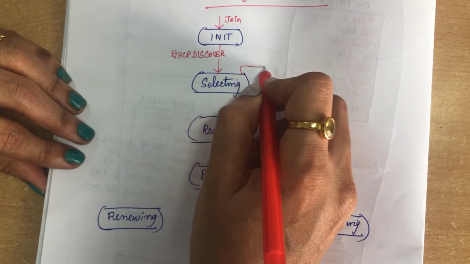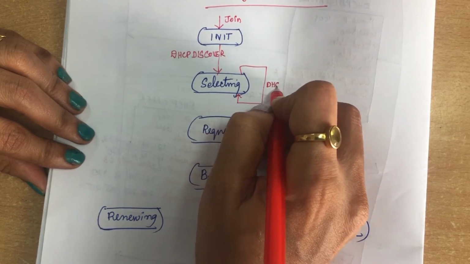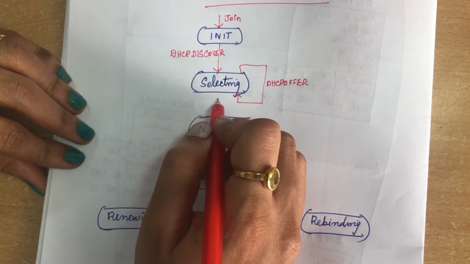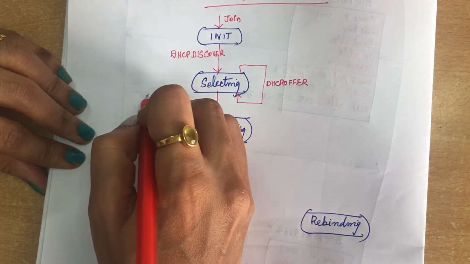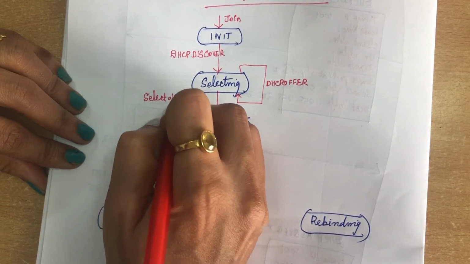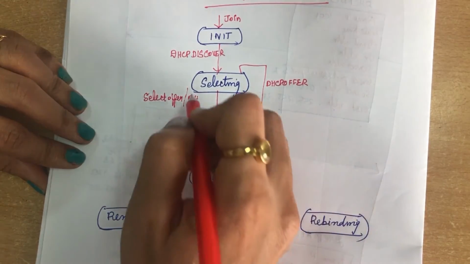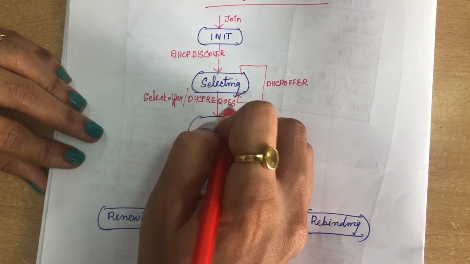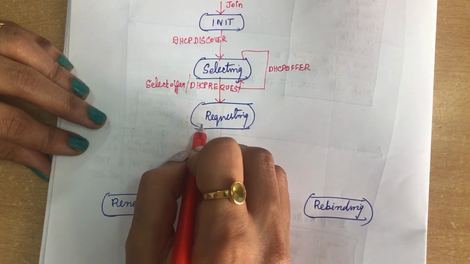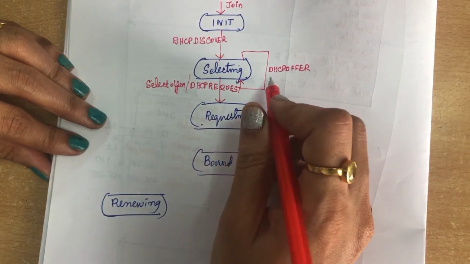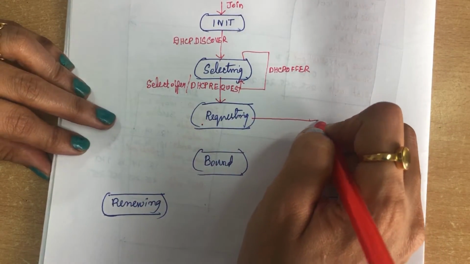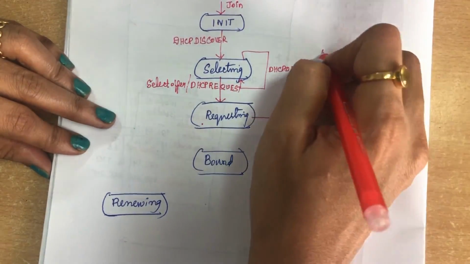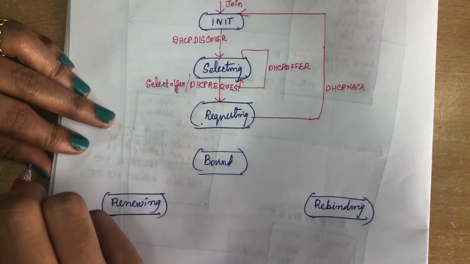Here it will select the DHCP offer. When offers come from the servers, it will accept and select the best offer, and it goes to the next state called requesting state. After selecting the best offer, it will send the request message to the selected server. But suppose the server sends a DHCP negative acknowledgement, it again goes to the initial state.